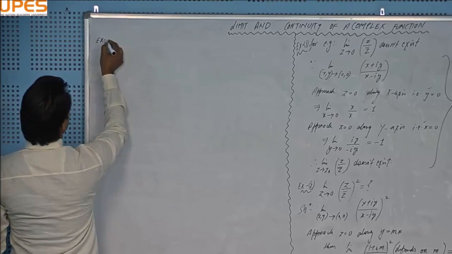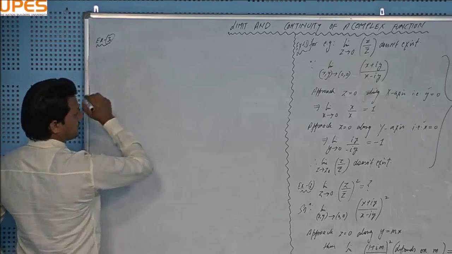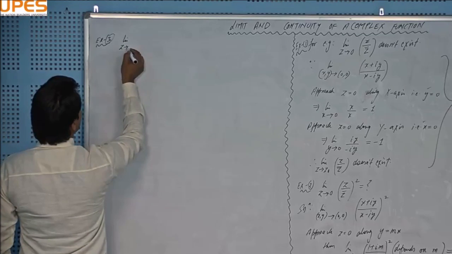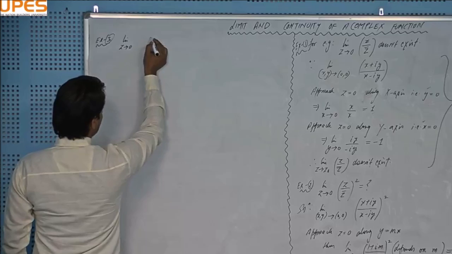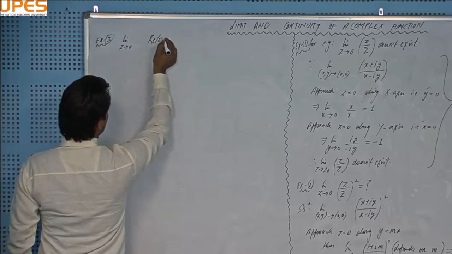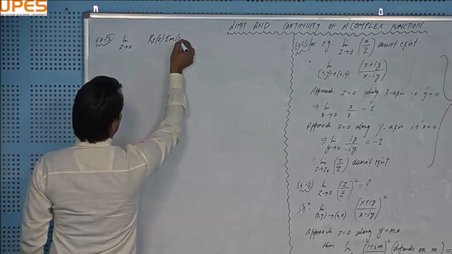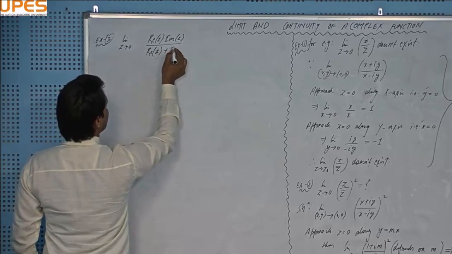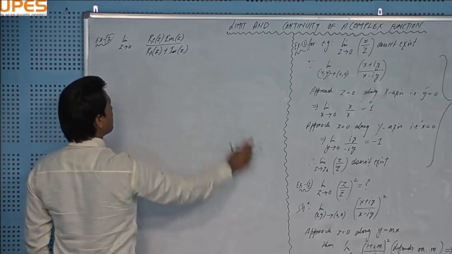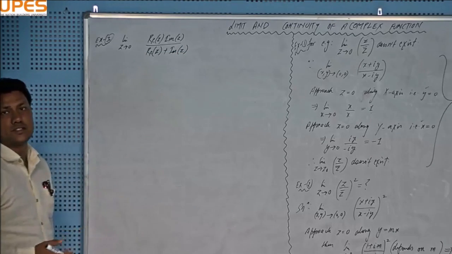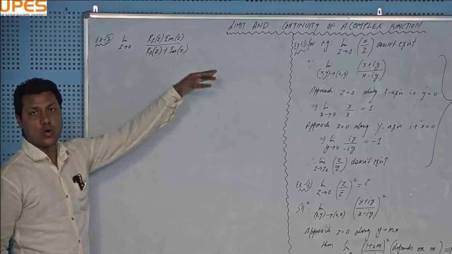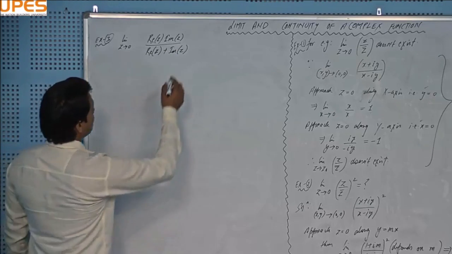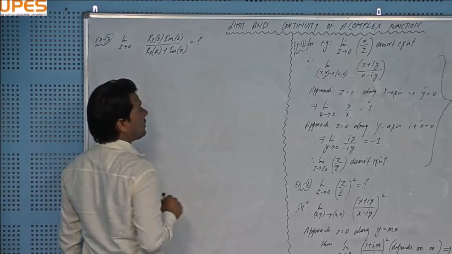Example number 3. Limit as z tends to 0 of (real part of z times imaginary part of z) upon (real part of z plus imaginary part of z). Real part of z is x, and imaginary part of z is y, where z is x plus iy. So we have to evaluate this limit, right?